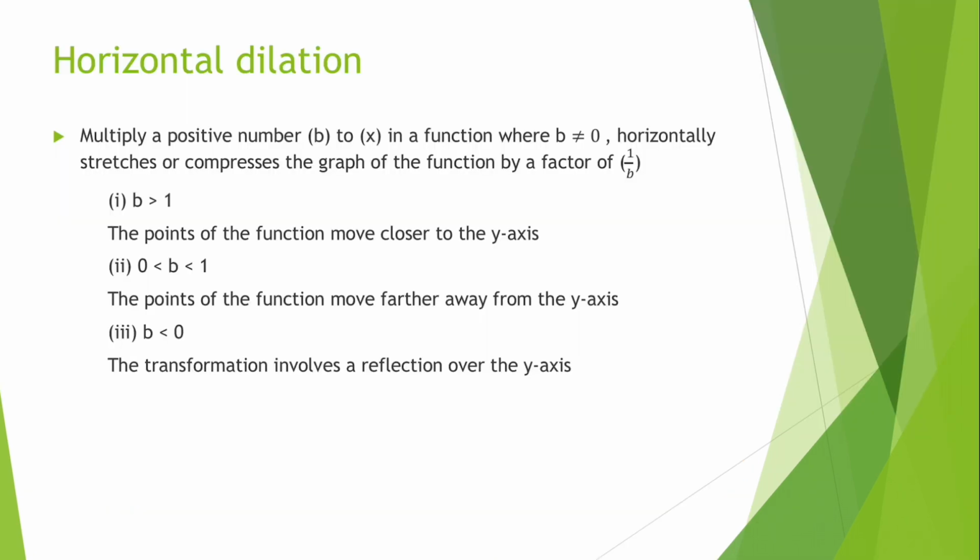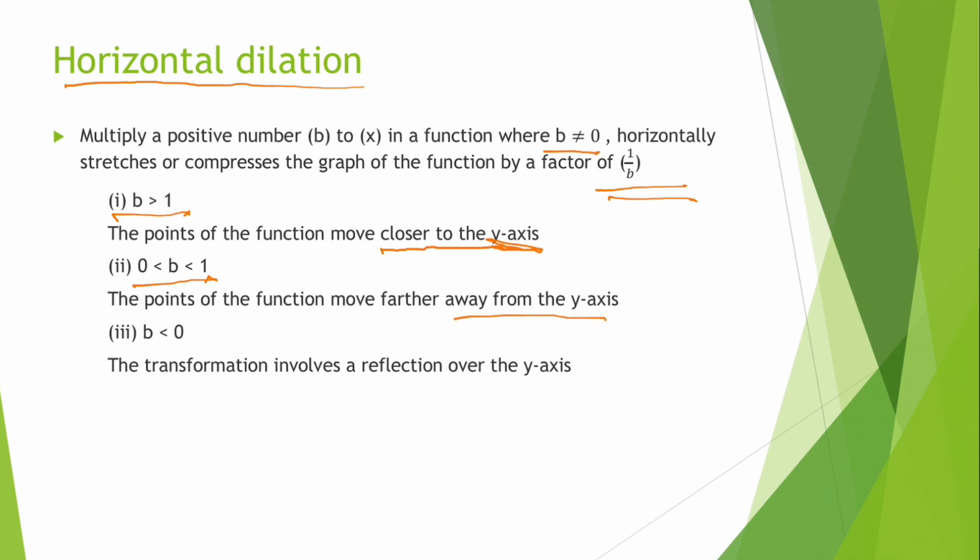Now, finally, we move on to the last transformation, which is a horizontal dilation. Multiplying x by a positive number b in a function, where again b is not zero, horizontally stretches or compresses the graph of the function by a factor of 1 over b. If b is greater than 1, the points of the function move closer to the y-axis. If b is between 0 and 1, the points move farther away from the y-axis.